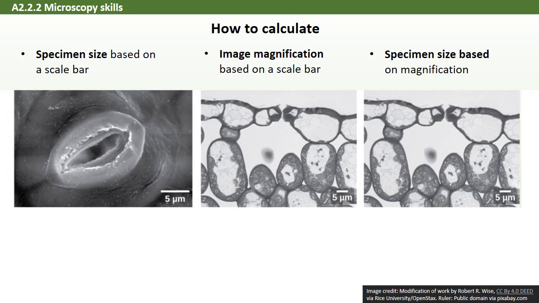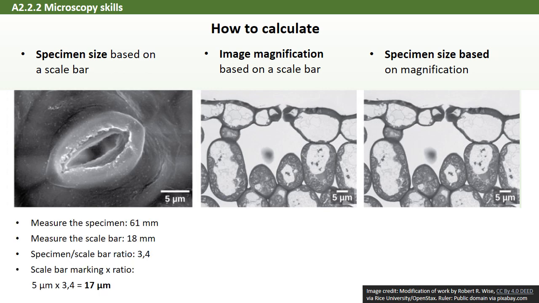Let's look at some examples on how to calculate specimen size and image magnification from micrographs. On the left, you have a micrograph with a scale bar, and let's say you want to find out the size of this stoma on a leaf. And let's say it's printed on a paper, maybe an exam paper. So where do we start?